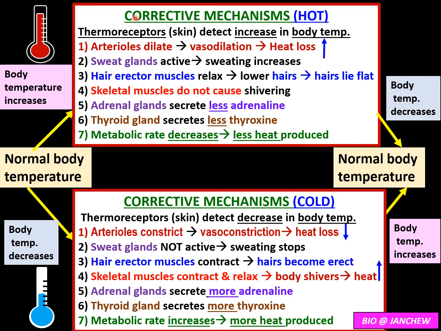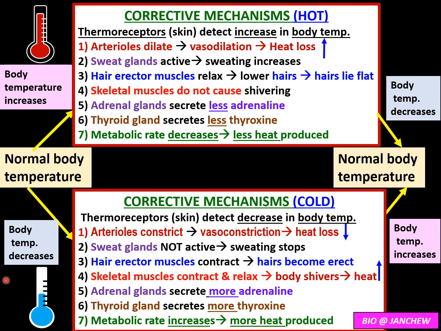So then we have to mention the receptors that detect the increase in body temperature, which are the thermoreceptors in the skin and hypothalamus. Okay, and these thermoreceptors will send impulses to the various effectors, such as what we have discussed earlier here. It is the same thing as the previous slide. Okay, and then because of all the corrective mechanisms, the body temperature will decrease back to normal, and this is a form of negative feedback.